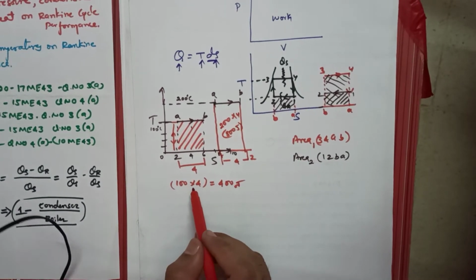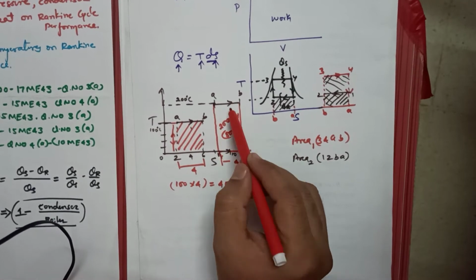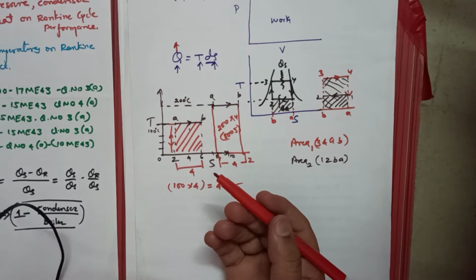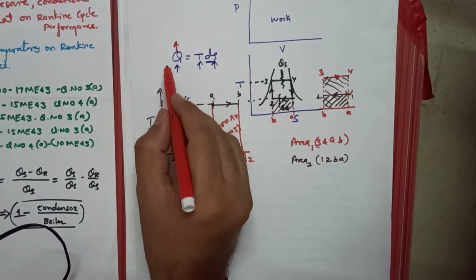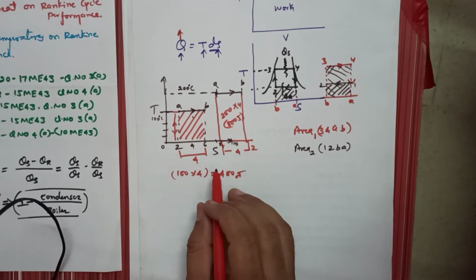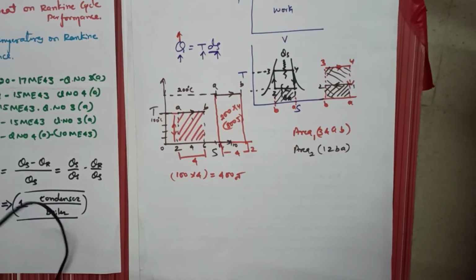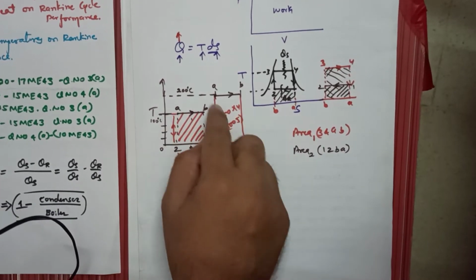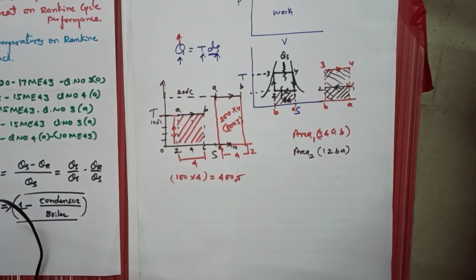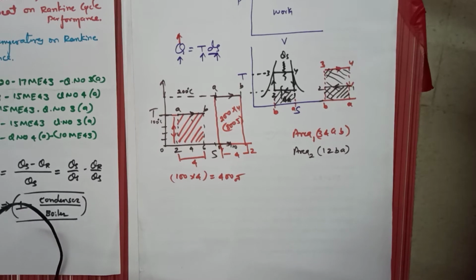So which area is more? This area is more. This will give more heat transfer. It may be rejected or supplied. So if the area is less, there is less heat transfer. Are you able to understand? This concept is very important for solving problems as well. So if the area in the TS diagram is more, more heat will be there. If the area under the TS diagram is less, there will be less heat transfer.